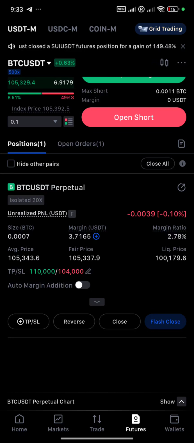In my next video, I'm going to be teaching you how to calculate your stop loss and take profit on MEXC exchange, depending on wherever you are entering your position.